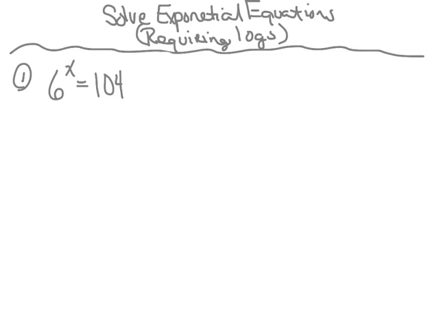Alright, example number 1, we have the exponential 6 to the x power is equal to 104. First thing I'm going to do is rewrite this as a log. So this exponential is now going to become the log base 6 of 104 equals x. So all I've done is rewrite the exponential in the form of a log, and this was covered in another video. So now what we're going to do is use that change of base property. What I'm going to do is solve for x.